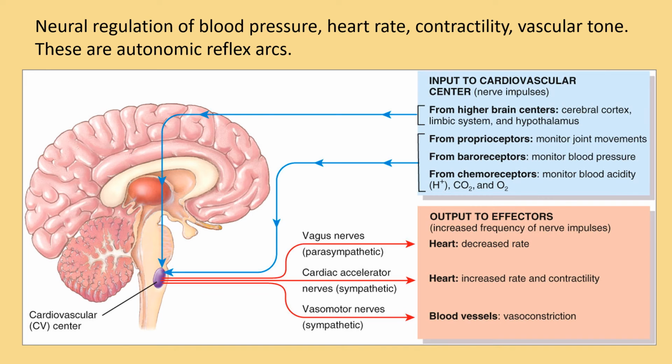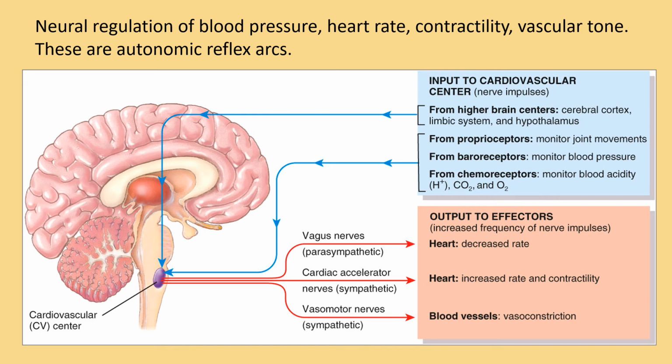When there's an increase in parasympathetic stimulation, it is sent along the vagus nerves to the heart, and it results in a decrease in heart rate. When there is an increase in sympathetic stimulation to the heart, that information travels along cardiac accelerator nerves, and it results in an increase in heart rate as well as contractility. Contractility refers to how hard the heart beats. So if your heart beats harder, it can force more blood out with every contraction.